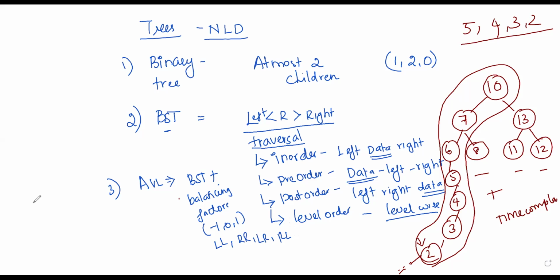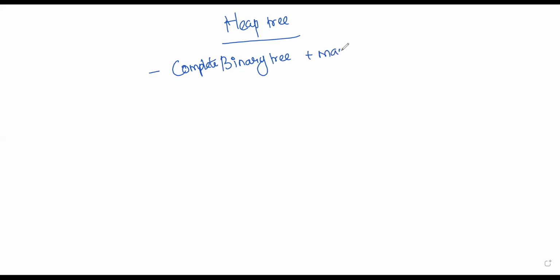So today's concept is about heap tree. What is heap tree? Heap tree is a binary tree. Here in heap tree, you have to follow two rules in the same way. One is that it should be a complete binary tree. What is a complete binary tree? Plus, it can be either max heap or min heap. I'll teach you each and everything.